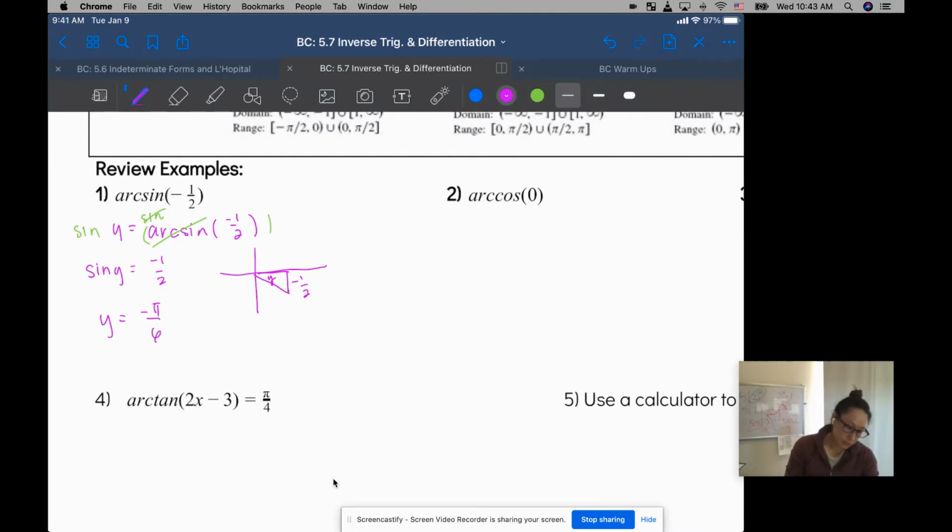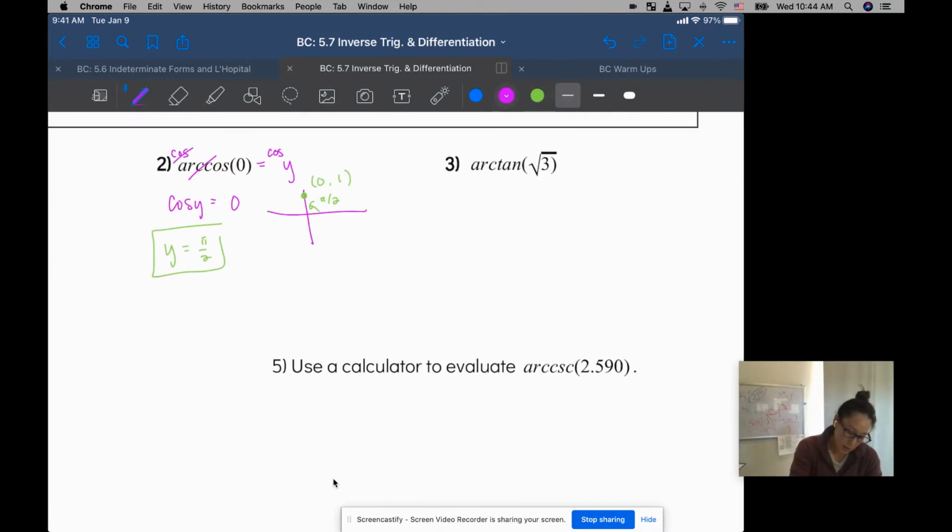All right, next up, arc cosine. So we can do the same thing. Let's set this equal to y, and then take the cosine of y and the cosine of arc cosine. Those cancel. We get the cosine of y is equal to 0. So when is cosine 0? Remember, it's when the x value is 0. So that would be the angle pi over 2. So y is equal to pi over 2.